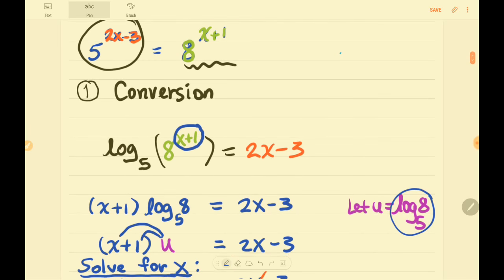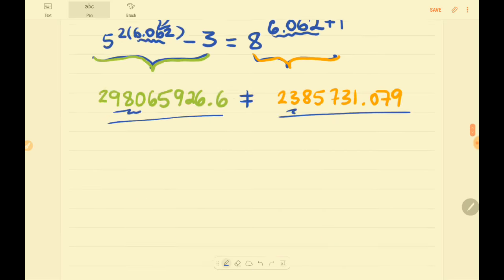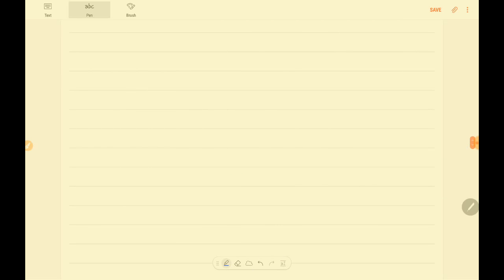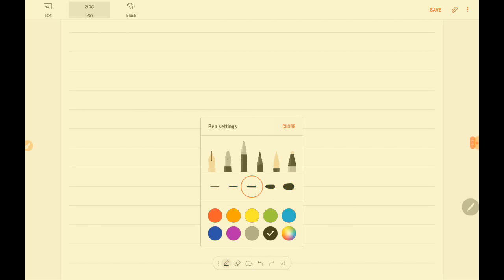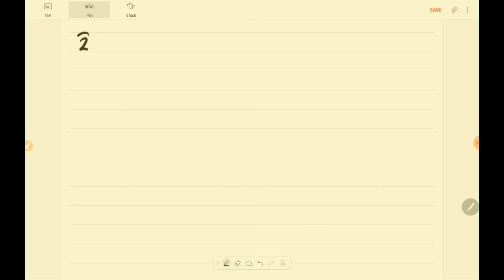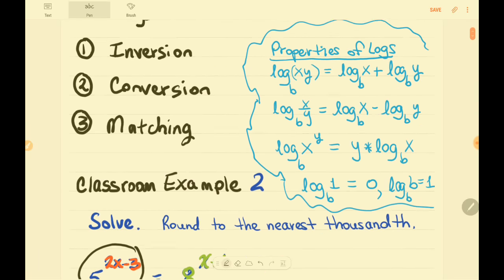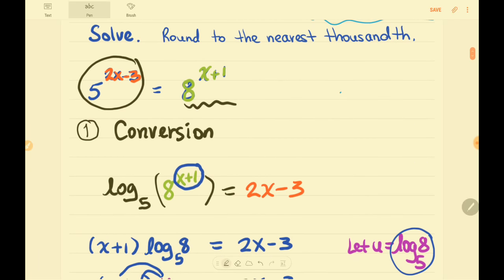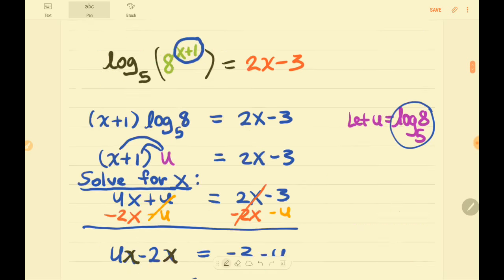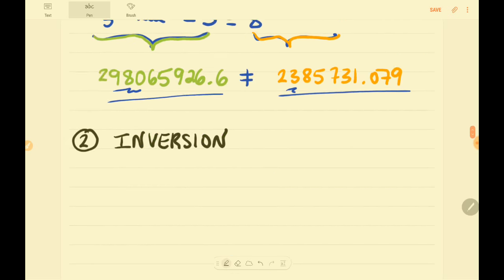So I'm going to show you inversion. So let's do that down here. Or was that number 1? I forget how I numbered these. Yeah, number 1 was actually inversion. So this was number 2, conversion. And number 1 was inversion.